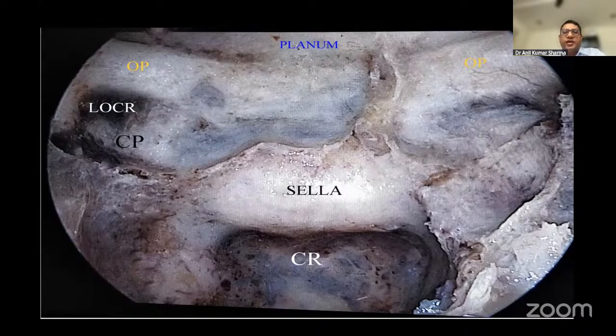This is a cadaveric dissection image from our own cadaveric dissections. Here we can see the basic anatomy that is very useful, and we all should be aware of this before venturing into endoscopic skull-base surgery. Here we can see planum anteriorly, medial opticocarotid recess, lateral opticocarotid recess, optic protuberance, carotid protuberance, sella, clival recess, and carotid bulge bilaterally. This is the basic view that we come across after posterior sphenoidotomy and septectomy.